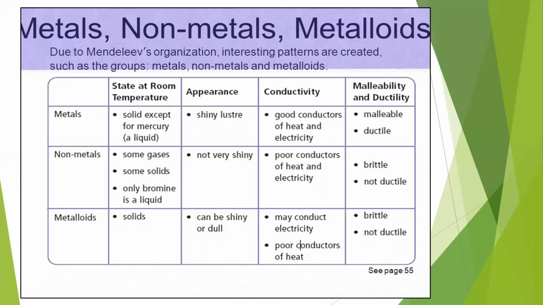Next is conductivity. Metals are very good conductors of heat and electricity. This we have already learned. Whereas non-metals are poor conductors of heat and electricity. There are exceptions also to this characteristic property, but we are not discussing them in this comparative study, but I hope all of you know this. But in case of metalloids, they may conduct electricity, but they are poor conductors of heat, which is a very important difference between metals and non-metals.